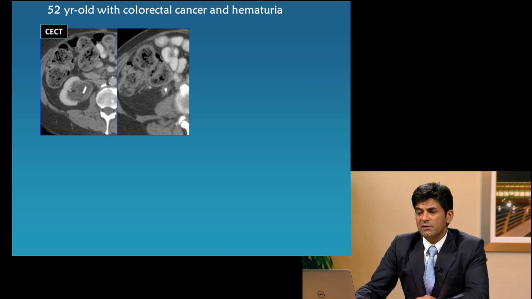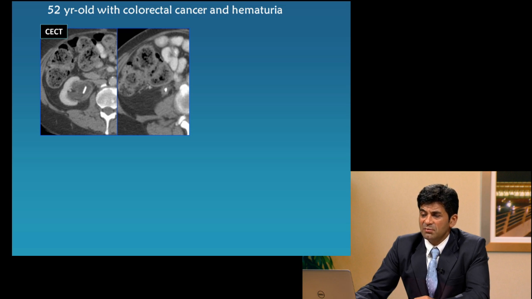Another example, in a 52-year-old who has a stent placed in the right kidney. The right kidney is atrophied, and you can see there is thickening of the renal pelvis epithelium and the wall.